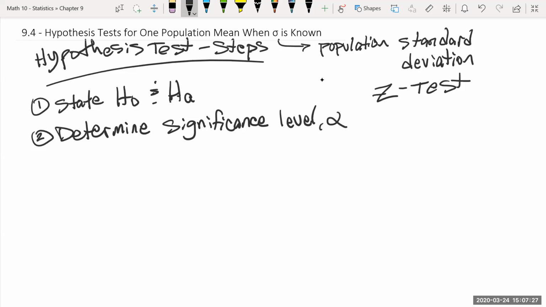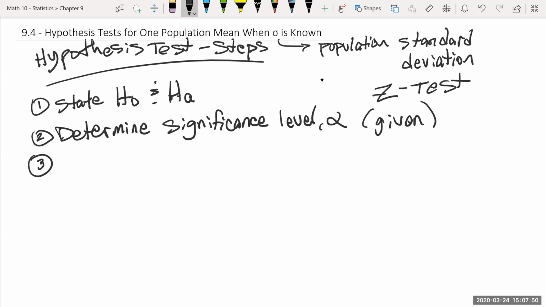Now, I talked about this in the last lecture. The significance level alpha, that's our probability of making a type 1 error. In other words, rejecting the null hypothesis when it was really true, and we shouldn't have rejected it. This is always going to be given to us. If it's not given, we're going to use 5%.